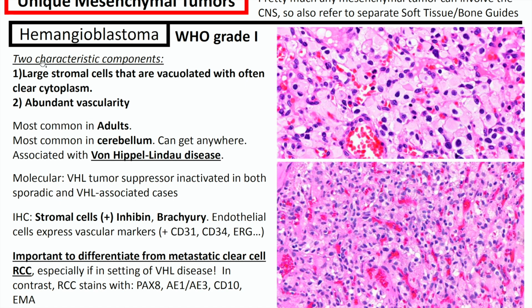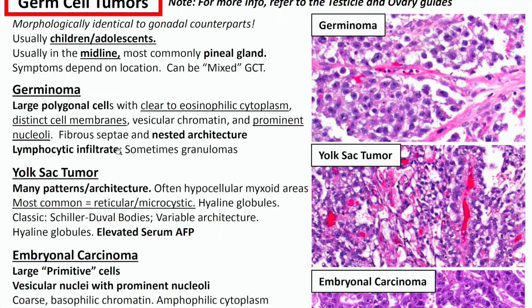Molecular, it's a VHL tumor suppressor inactivation in both the sporadic and VHL-associated cases. For IHC, stromal cells are going to be positive for inhibin and brachyury, with endothelial cells expressing vascular markers such as CD31, CD34, and ERG. And this is important to differentiate from metastatic clear cell RCC, especially in the setting of von Hippel-Lindau disease. In contrast, RCC stains with PAX8, AE1/AE3, CD10, and EMA.